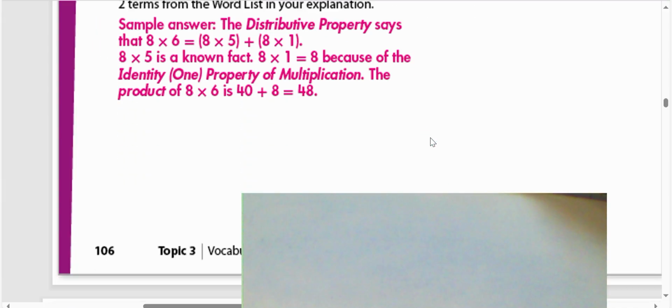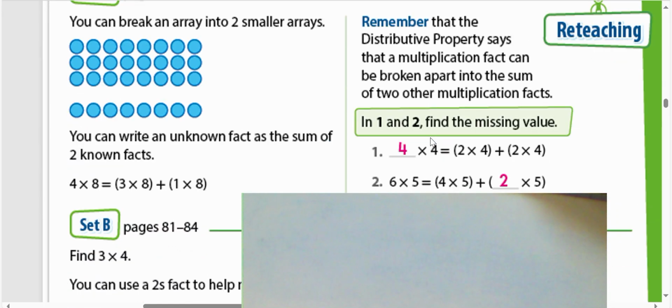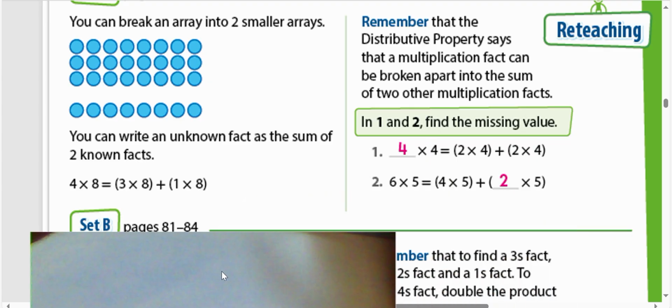Next question. Let's break this array and divide it. Here we have 1, 2, 3 rows, times 8, so the result will be 4 times 8. We can use distributive properties. 4 times 4 equals 2 times 4 plus 2 times 4. We can divide it here: 4 equals 2 plus 2. 6 times 5 equals 4 times 5 plus 2 times 5. Okay, good, because 5 was constant. 6 equals 4 plus 2.